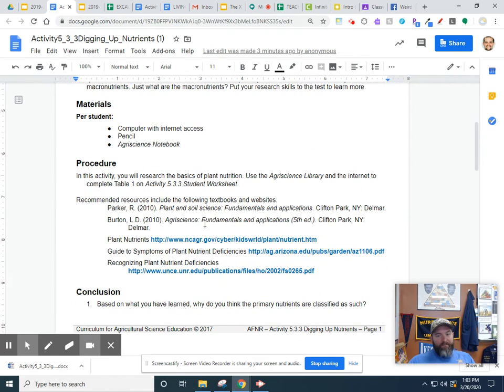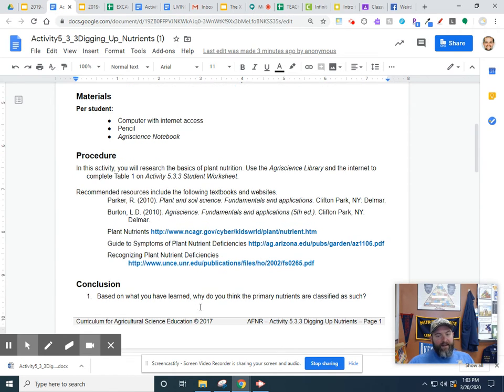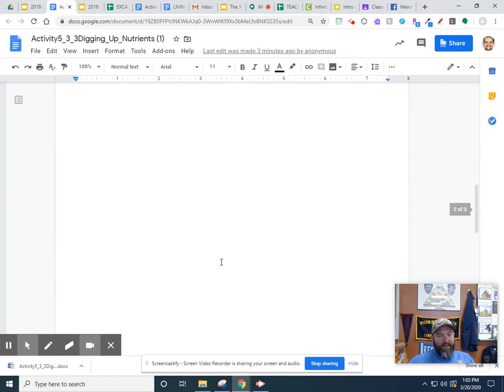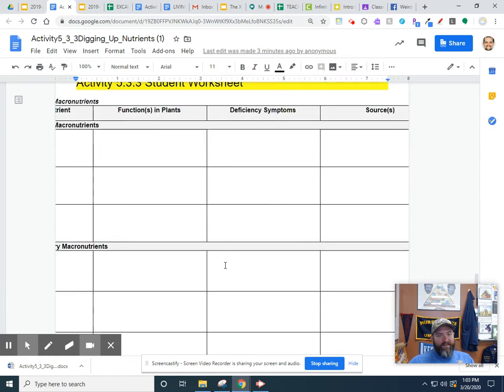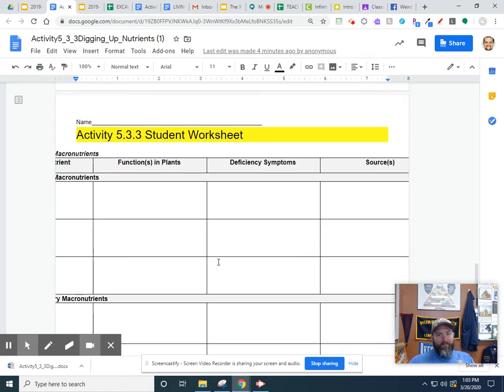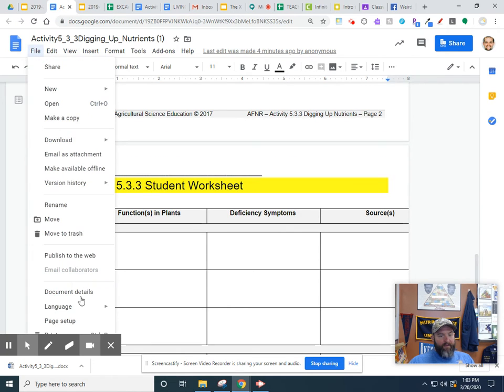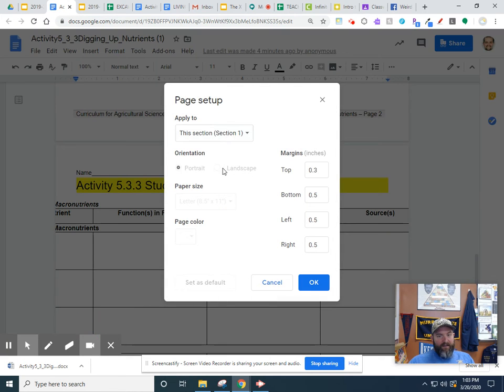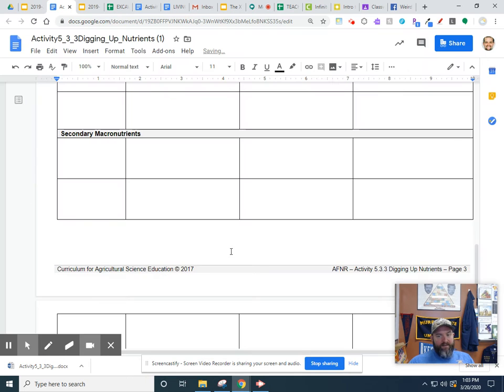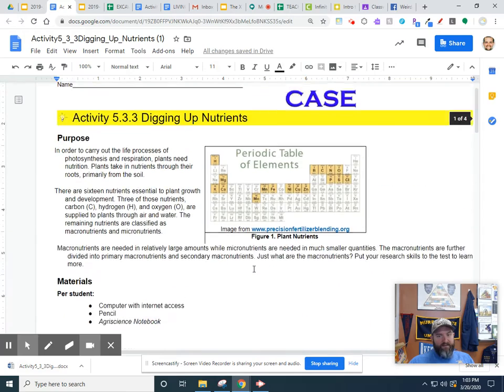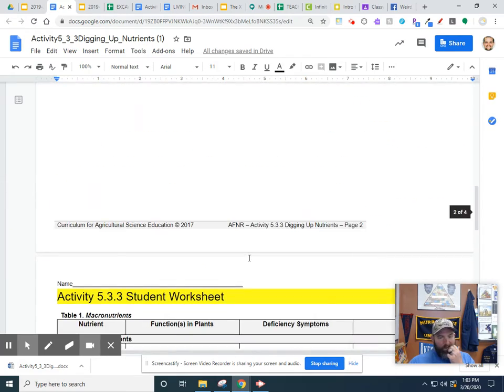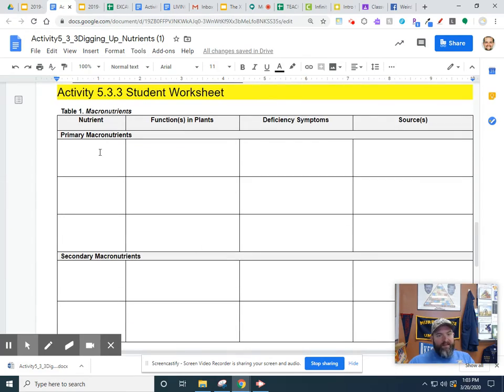So using your computer, you're going to be able to use these resources that are linked here or anything else that you find, and you're going to be filling out this here. Now, what I'm probably going to do is make this a landscape, and so this should share with you just like that, so you should be fine.